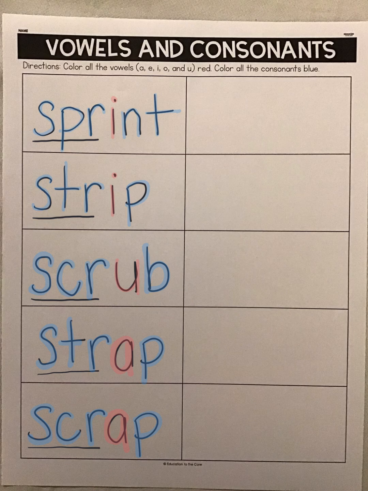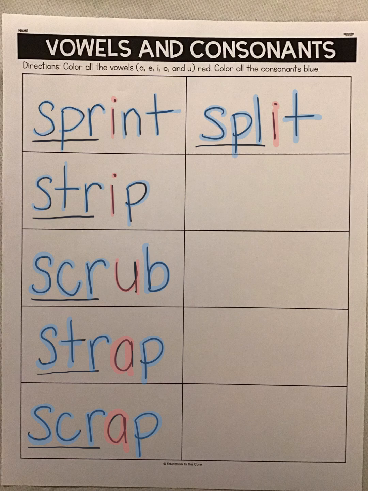Next word is split. Split. With your pencil, write split. Split. Please underline the initial three-letter blend. With your red crayon, trace the vowel I. With your blue crayon, trace the consonants S, P, L, T. Split. Our next word is strum.